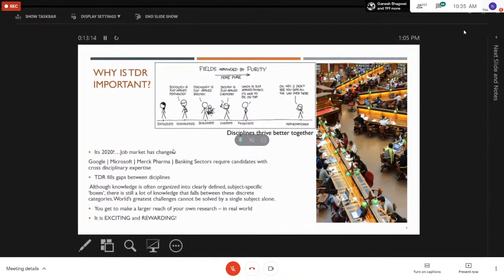And so the other reason why TDR is important is it fills gaps between disciplines, right? If you were to consider each subject discipline as a box, then TDR is the one that fills the distance or the gaps between these separate boxes, right? And the other reason why TDR is important is if you want your research to project to a larger audience, then you definitely have to do transdisciplinary research.